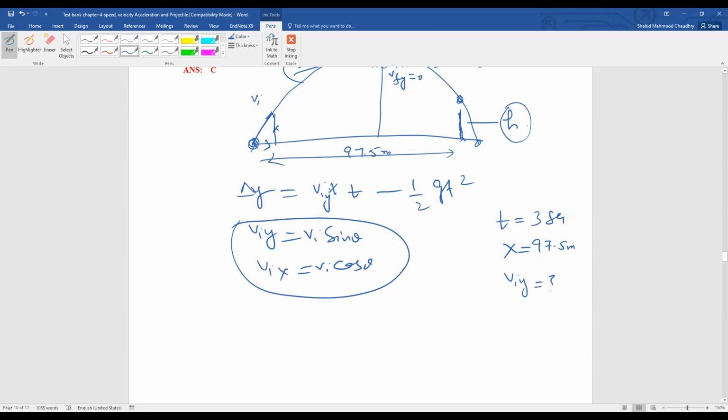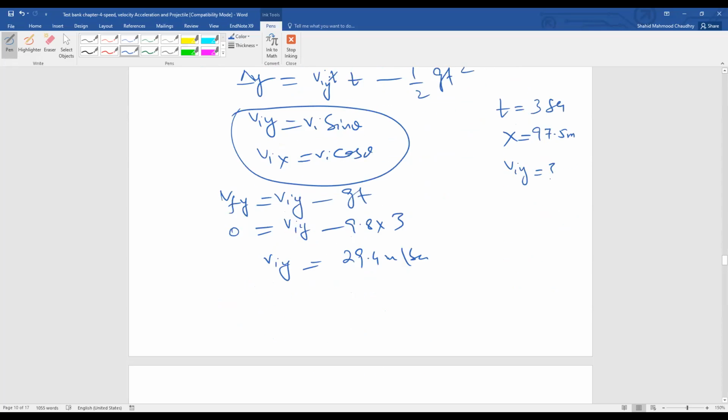Surely there will be vi y at this level. So what will we do? We apply the formula vf y equals vi y minus g t. vf y is 0 at the maximum height, so 0 equals vi y minus 9.8 times t. You can find vi y: 9.8 multiplied by 3 gives 29.4 meters per second. In this way, you can find the value of vi y. Now what we need is this y or h value.